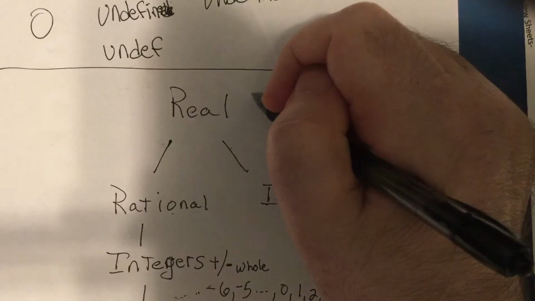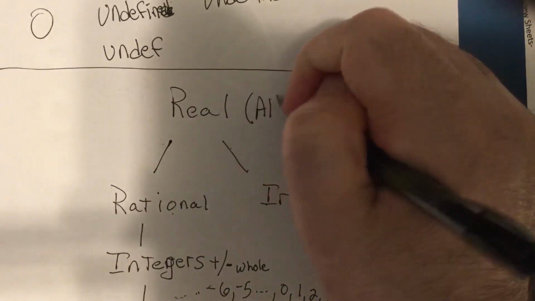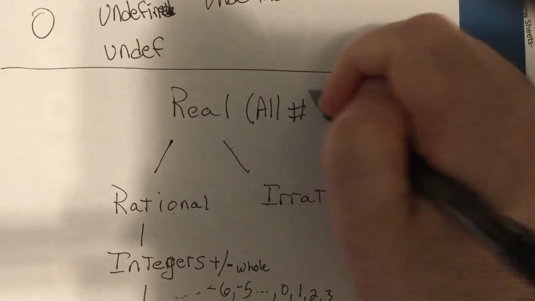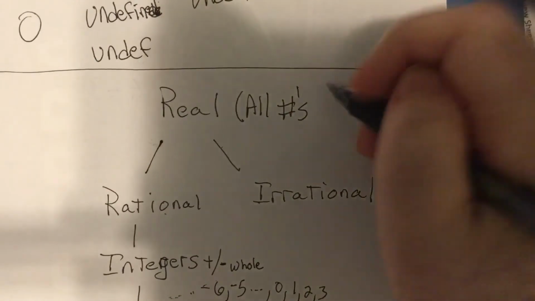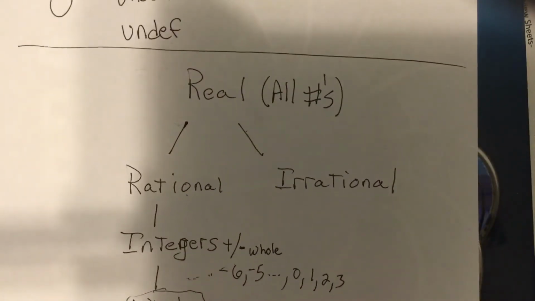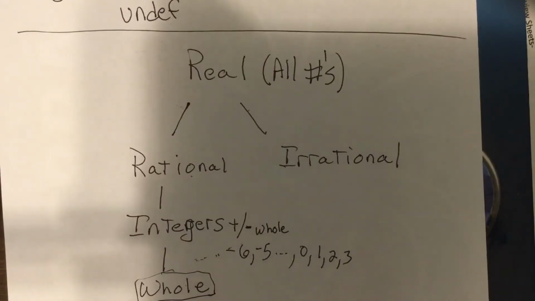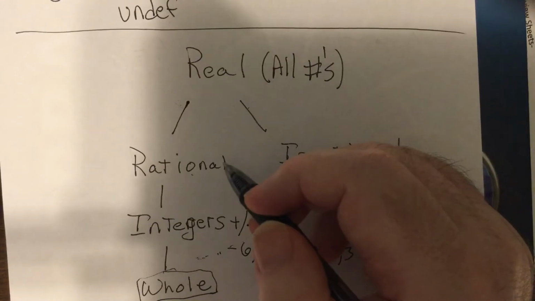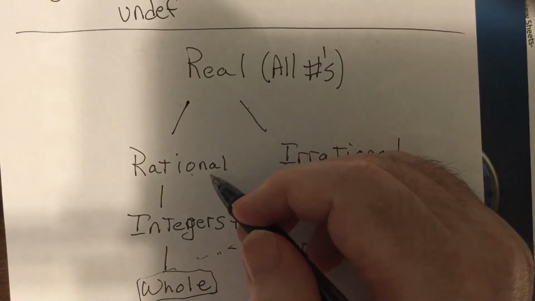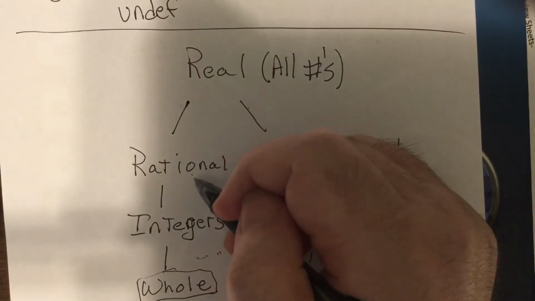Now, real numbers are all the numbers we know right now. So any number you know, unless it's imaginary, leave that out. But other than that, it's any number you know. So 1/7, 1/6, square root of 2. If you don't know what that is, don't worry about it.